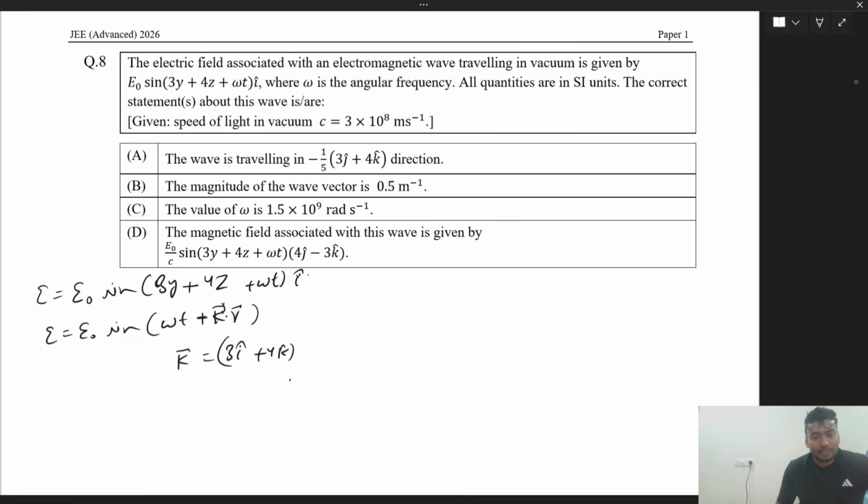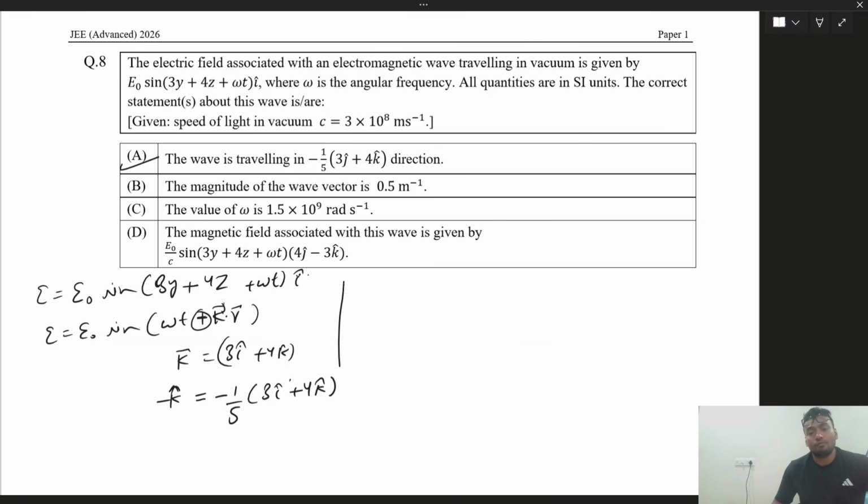And you have a plus here, so the electric field, or in general that EM wave, is actually traveling in the direction negative k cap. That is how you find the direction. So direction is represented by k cap, and negative because you have a positive here. So it is negative 1 by 5. The magnitude is 5, 3 i cap plus 4 k cap, right? So option number A is correct.